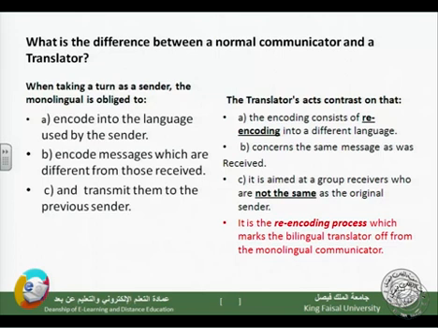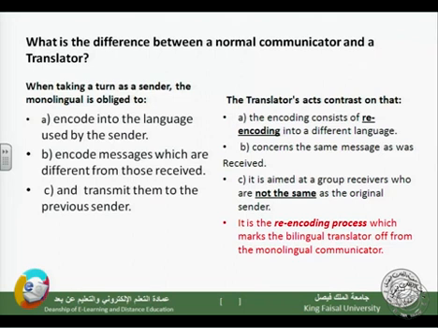Now, B, the normal communicator or the monolingual encodes messages which are different from those received, whereas the translator concerns the same message as was received. Now, when you receive a message from a sender, you encode it, but very different from the sender, whereas the translator, he has to concern himself with the same message. He cannot change the message.